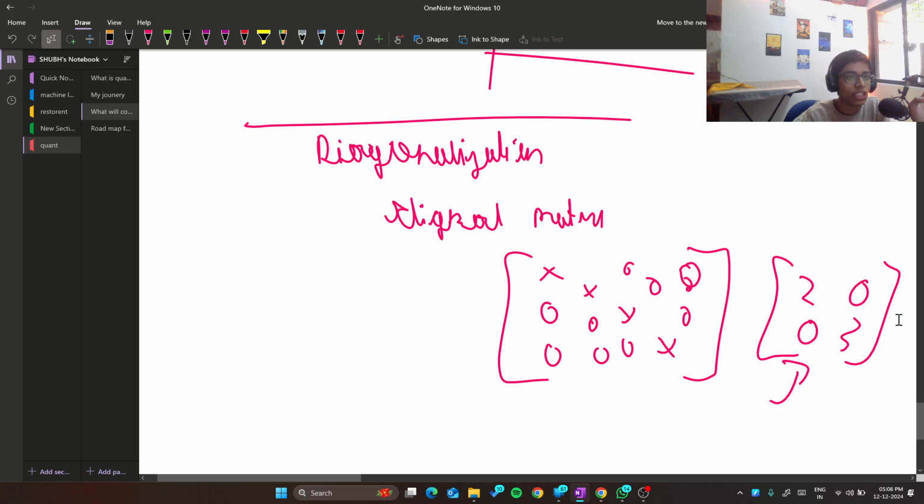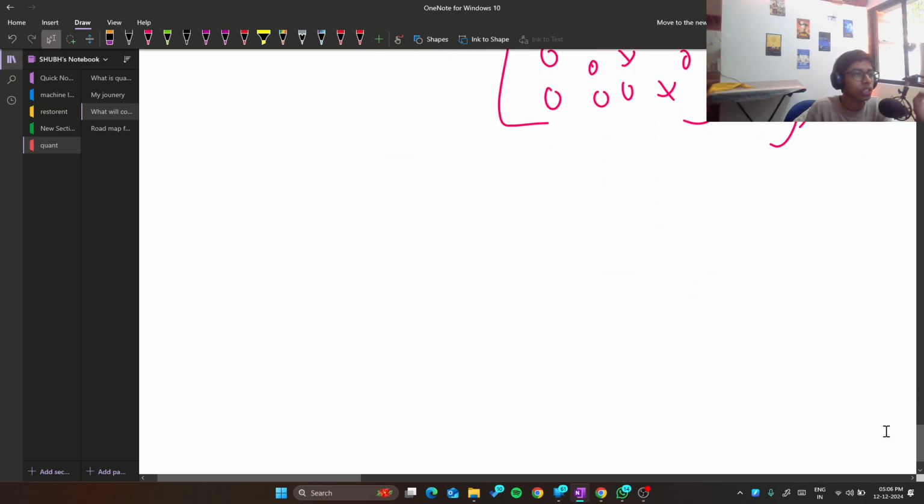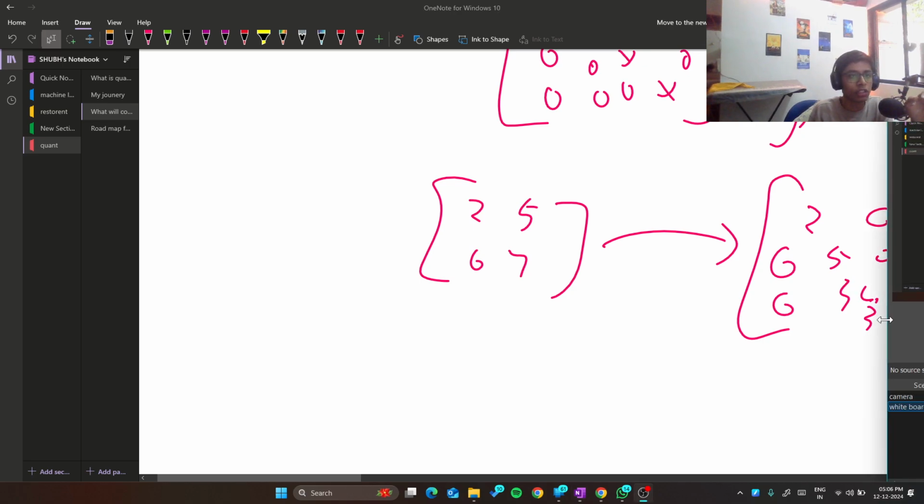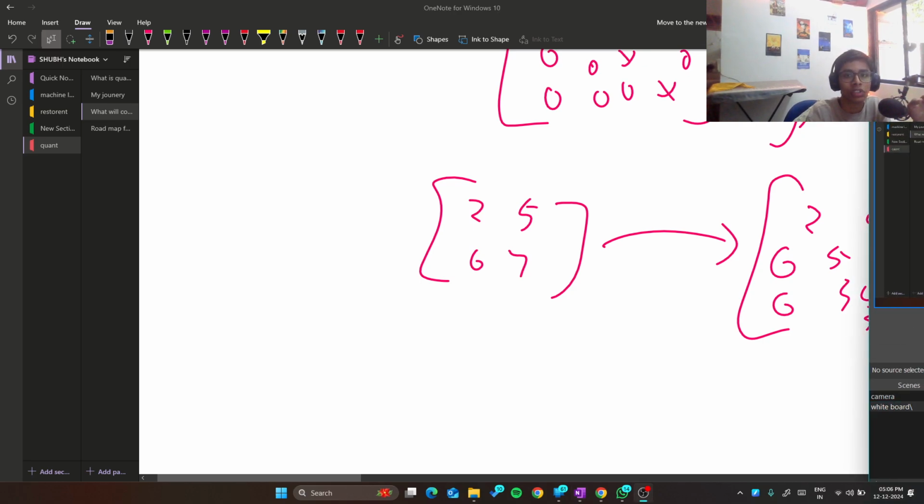So diagonalization is a process where you convert your matrices into a matrix where you show all the data in its diagonal. So diagonalization is that process.